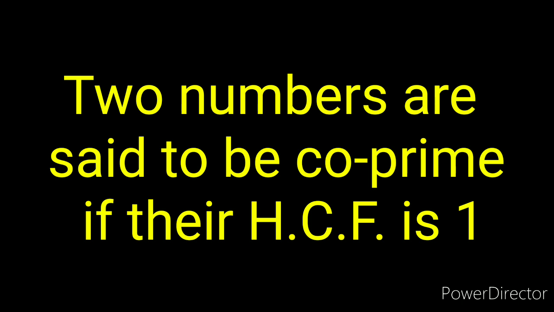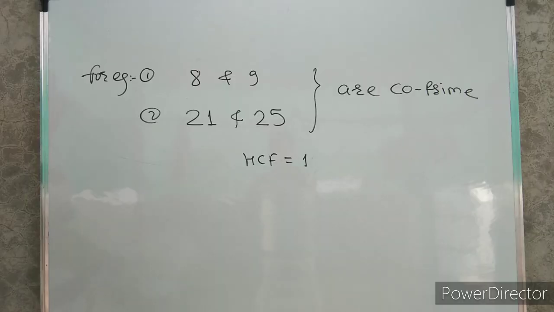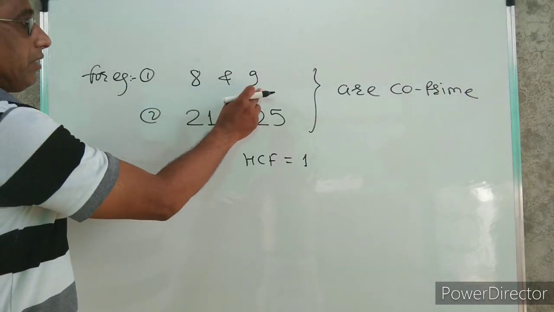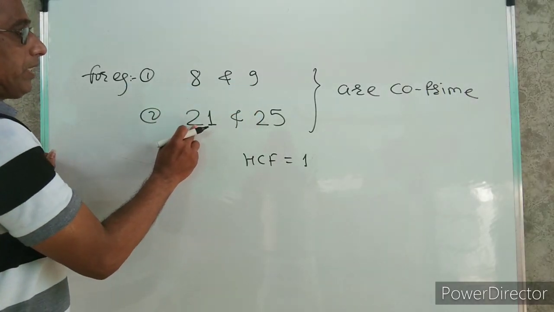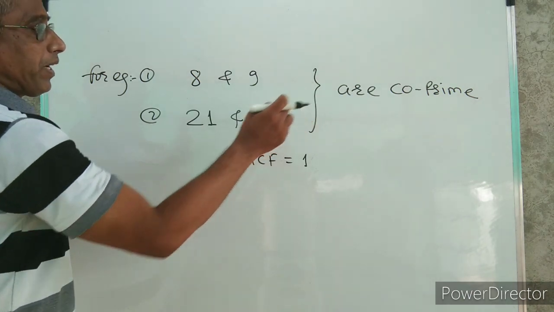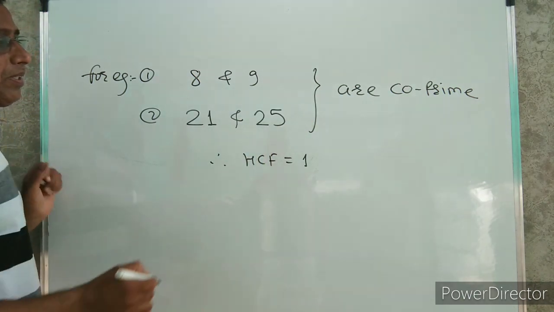Two numbers are said to be co-prime if their HCF is 1. For example, 8 and 9. Second example, 21 and 25. These are co-prime numbers. Therefore, HCF equal to 1.